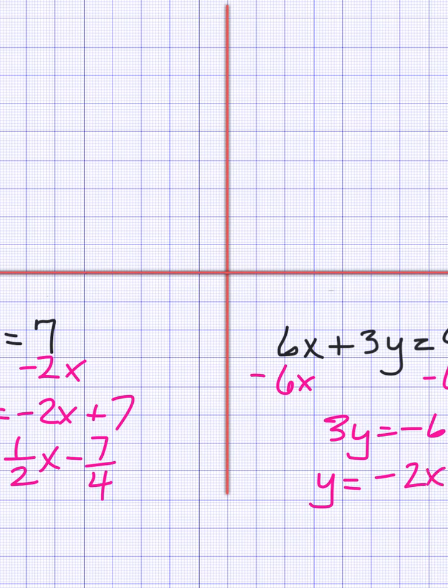Well, now that I have them in this form, the slope of this one is -2. The slope of this one is +1/2. Are those opposite signs and reciprocals of each other? Yes, they are. So we would say these two are perpendicular. The symbol for perpendicular is like an upside down capital T.